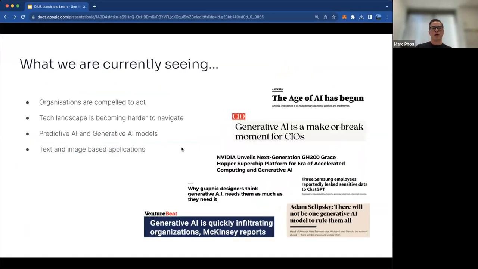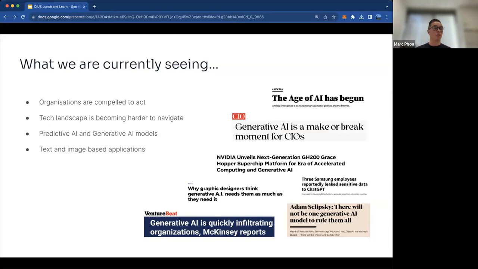So, what are we hearing from our clients? Firstly, we've all heard about how ChatGPT has caused an avalanche of interest and conversation, a lot of media hype, both positive and negative. And there's so many announcements from tech companies, cloud providers in particular, around new models, tools, and platforms. And that's making it increasingly more difficult to wade through all the noise.